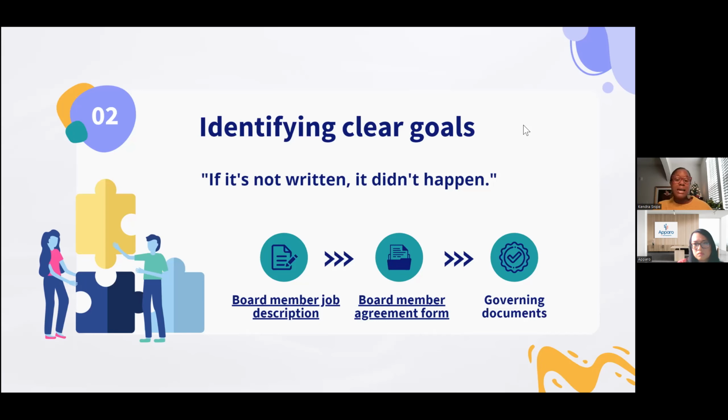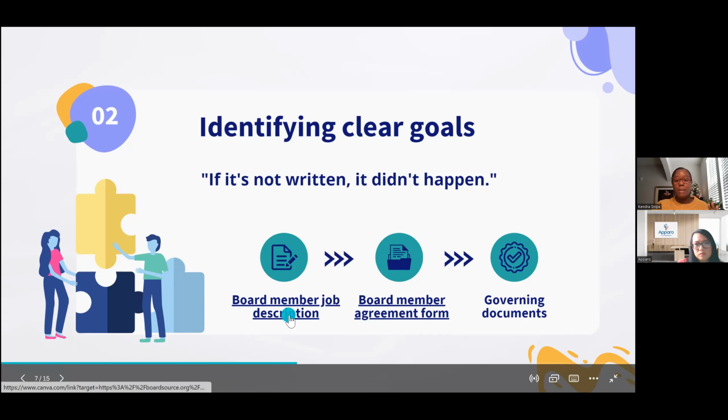And while this is not intended to be like a legally binding document, it should set an expectation of what the board member will be responsible for. And then we will move into governing documents. But I wanted to give you a very clear example of what a board member job description would look like.